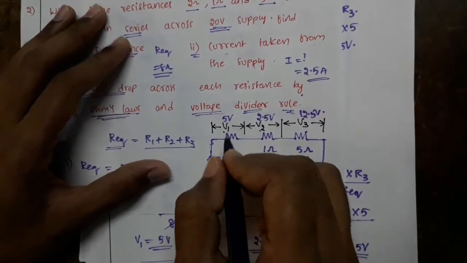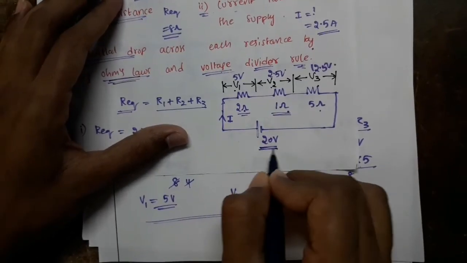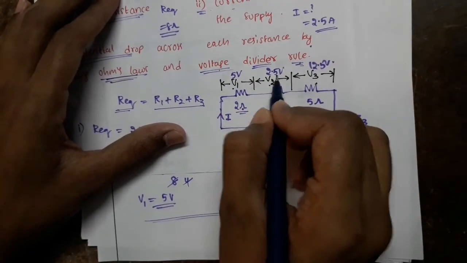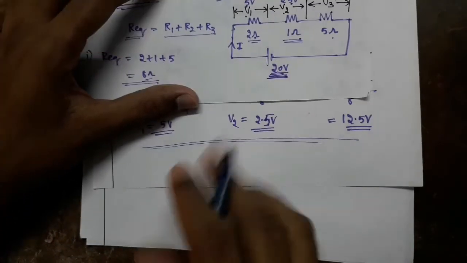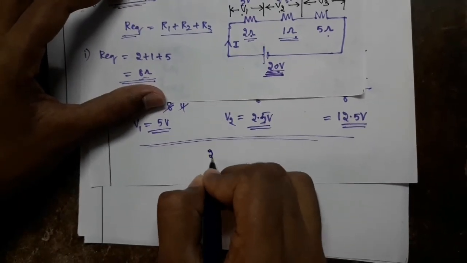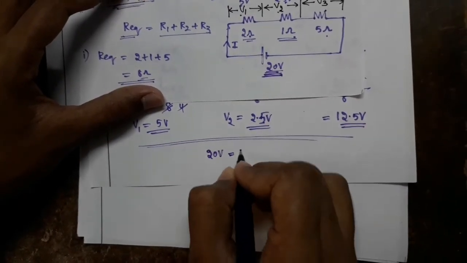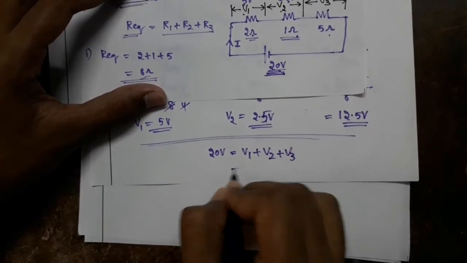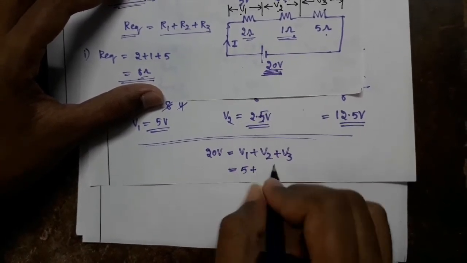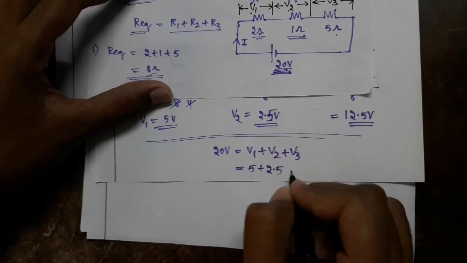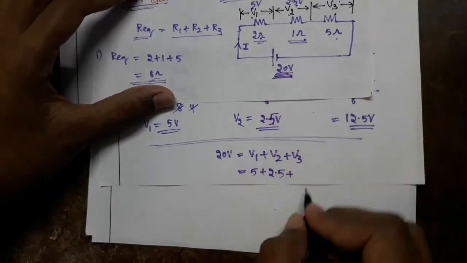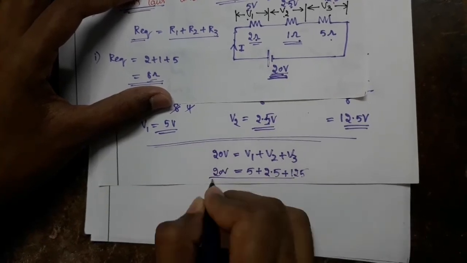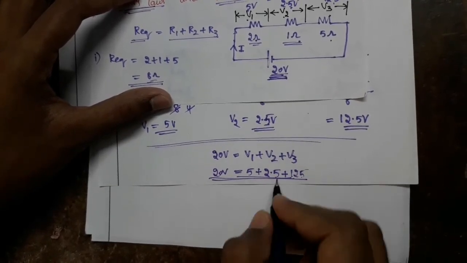Here you can see that total voltage V equal to 20 volts equal to sum of individual voltages. Therefore, 20 volts equal to V1 plus V2 plus V3, where V1 equal to 5 plus V2 equal to 2.5 plus V3 equal to 12.5 volts, that is equivalent to 20 volts. LHS equal to RHS.